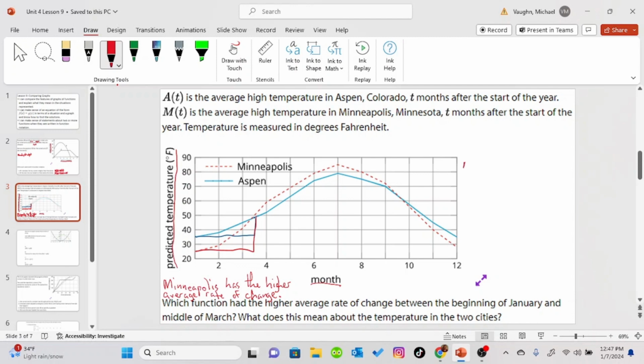So, Minneapolis has a temperature that changes more.